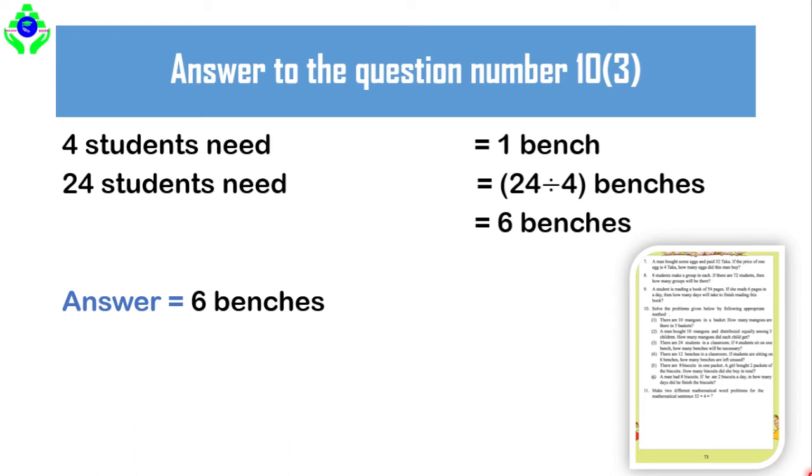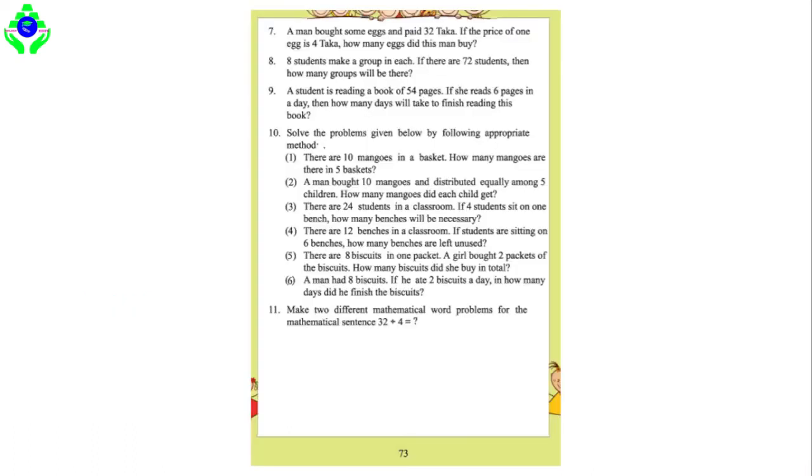Now, if we go ahead, we can see another question, question number 4. The question is, there are 12 benches in a classroom. If students are sitting on 6 benches, how many benches are left unused? That means in a classroom there are altogether 12 benches, but students need just 6 benches. That means there are some benches which are unused. So the question to you: find out how many unused benches were left.